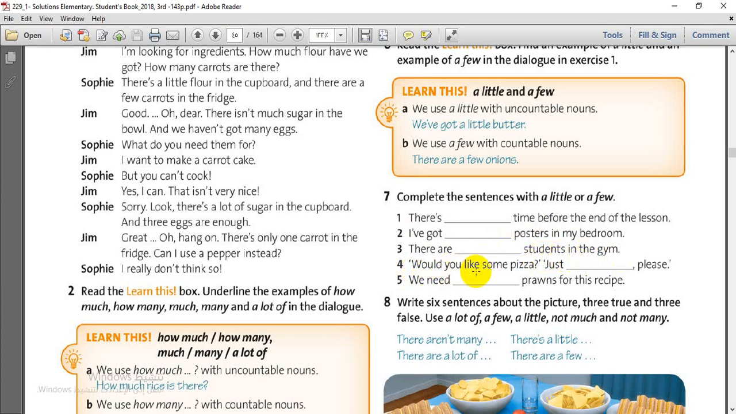Number 4, would you like some pizza? Would you like some pizza? Just a little, please. Number 5, we need a few prawns for this recipe. We need prawns. We need a few prawns for this recipe.